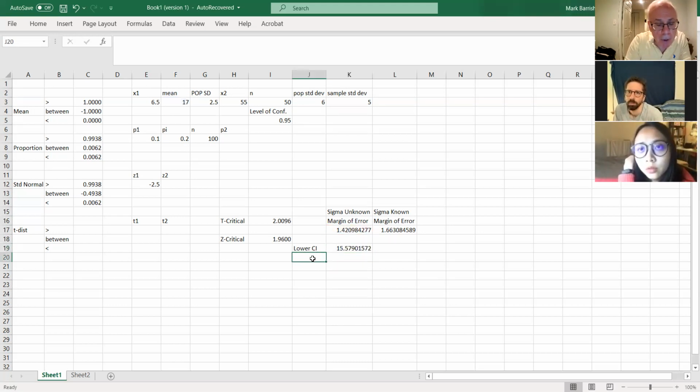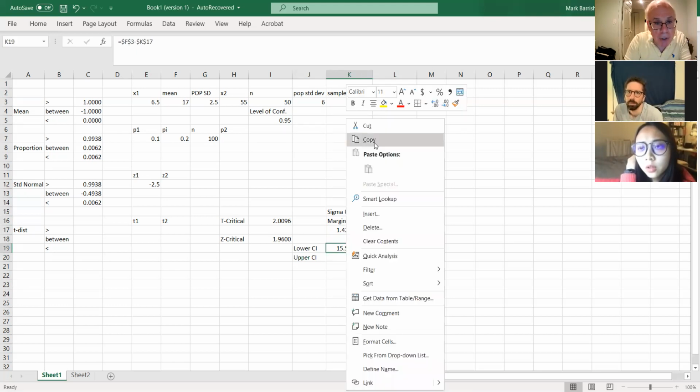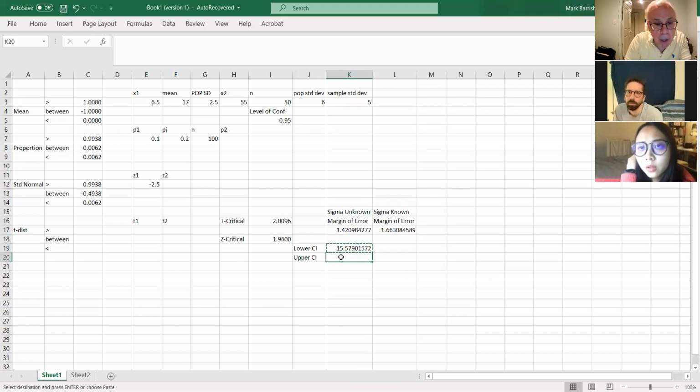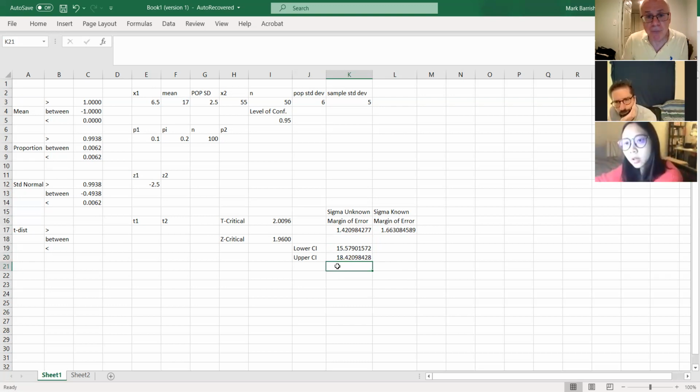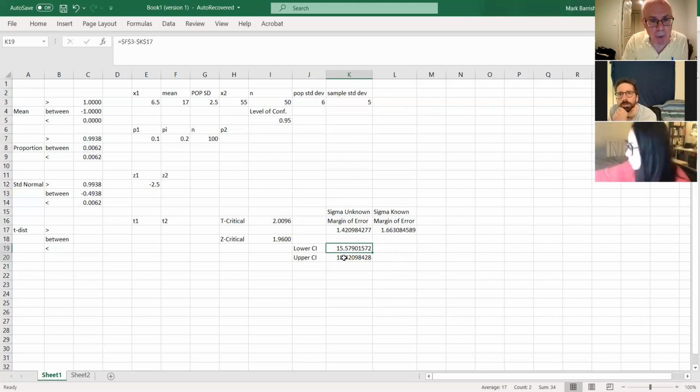And the upper part of the confidence interval, I could just copy this down and just change the minus to a plus, right? Make this a plus instead of a minus. There's my confidence interval for when sigma is unknown. I'm simply just adding and subtracting the margin of error to the mean.